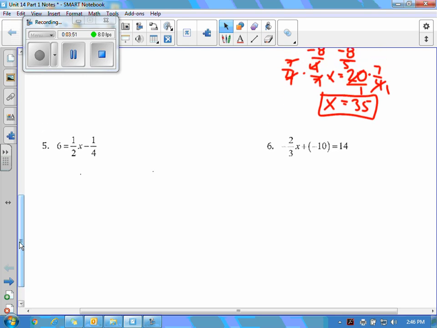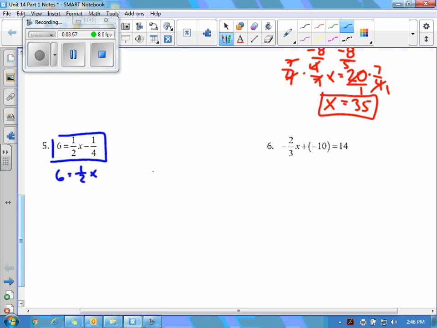Looking at number 5, I'm going to start by boxing and rewriting. I have 6 equals 1/2 x minus 1/4. Again, remember the goal is to get the x by itself. So to do that, I need to add 1/4 to both sides. So when I do that on the left, I'll get 6 and 1/4. On the right, I'll have 1/2 x, because the negative 1/4 and the positive 1/4 cancel out.